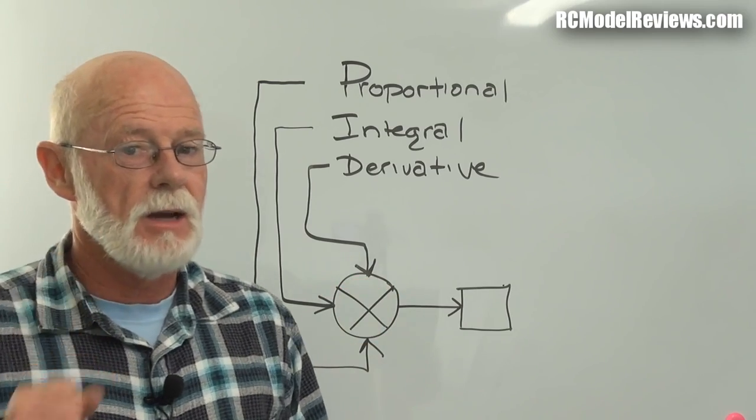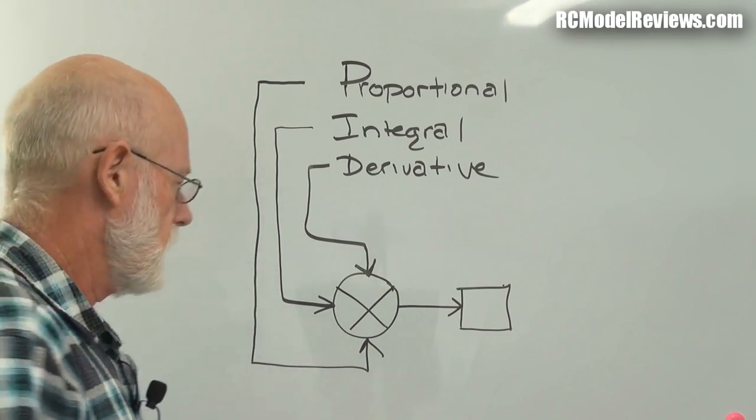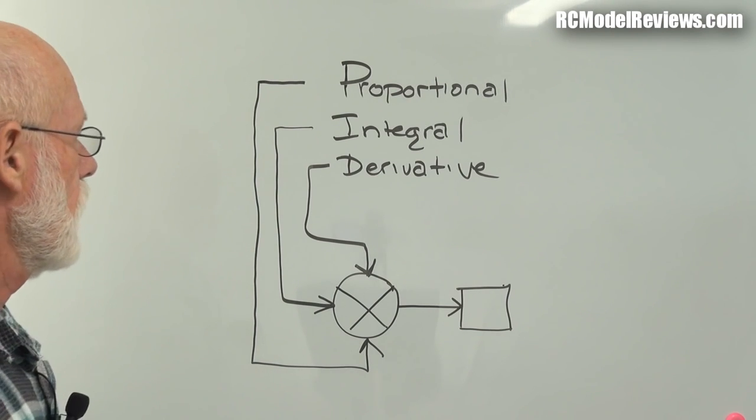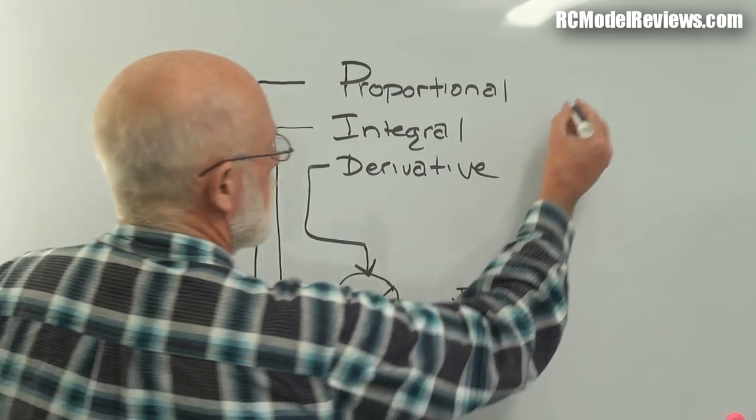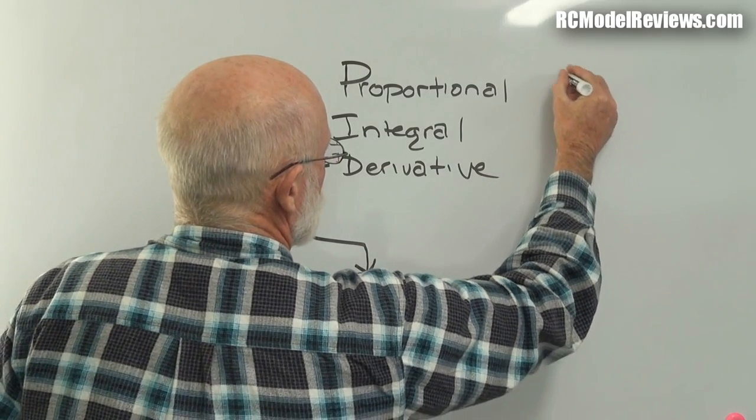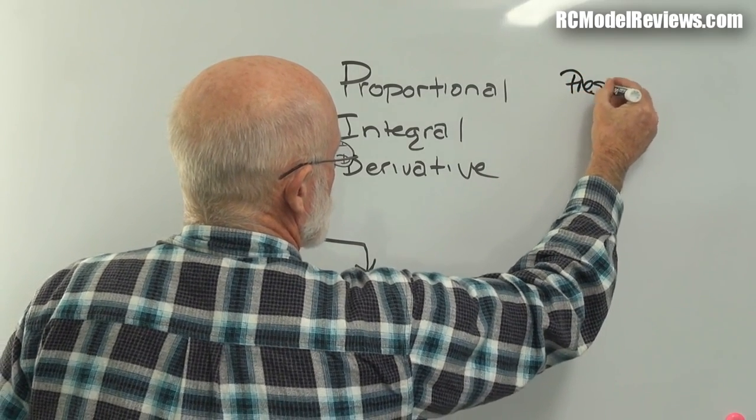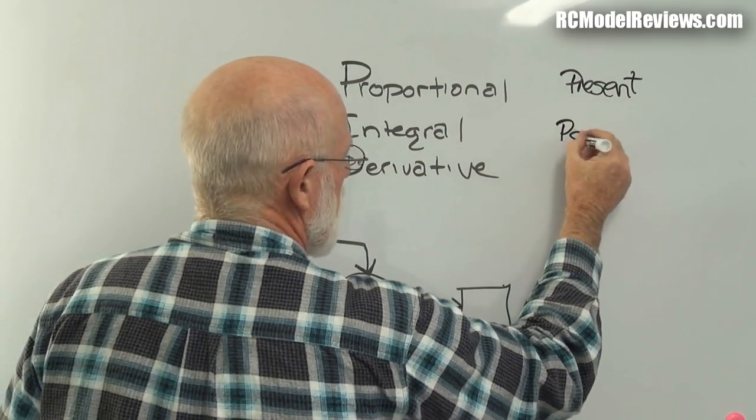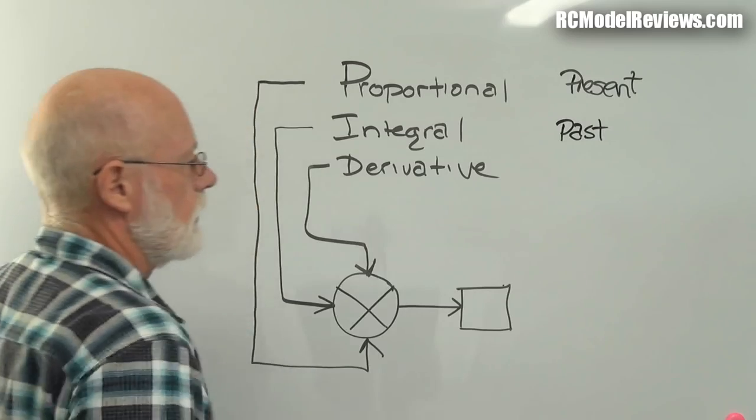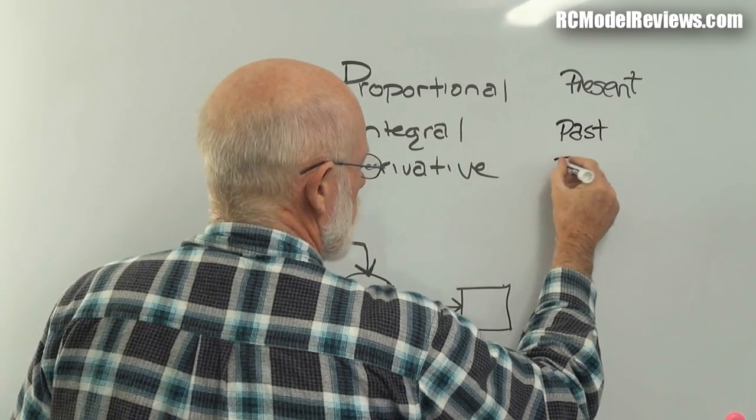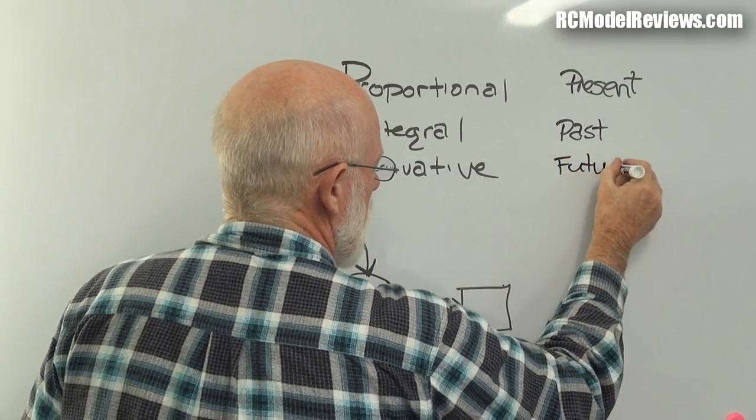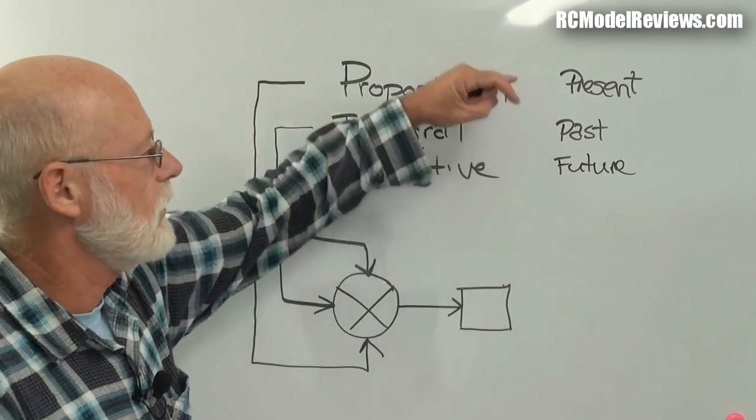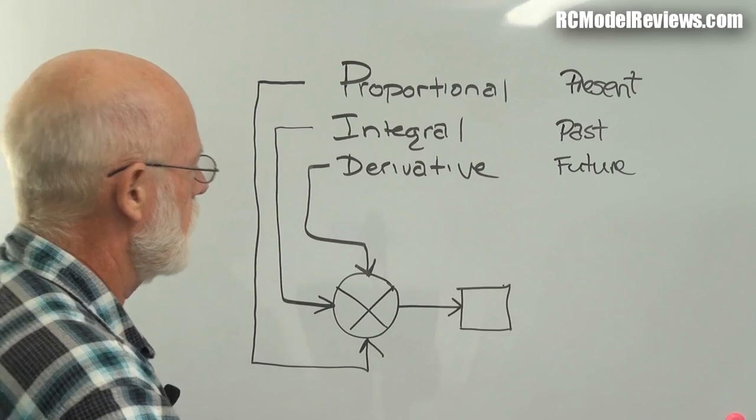I'm taking a few liberties to make life a little easier for all of us, and I'm going to give these other names, and you'll see why in a moment. I'll give proportional the name present, as in right now. Integral, I'm going to give the name past, as in it's already happened. And derivative, I'm going to give the name future, as in hasn't happened yet, but it's going to. These are the alternative definitions. Well, this is how things work, and I'm going to explain how that works.